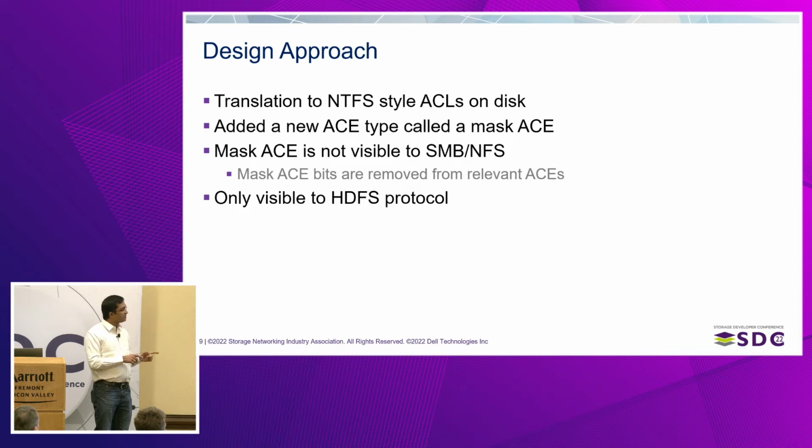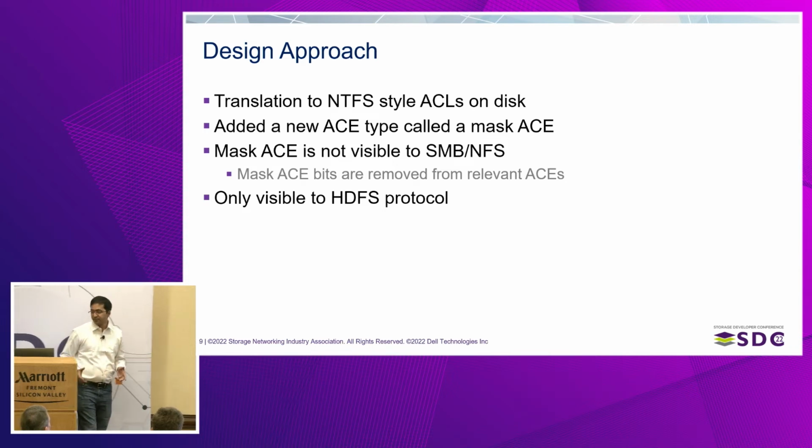The other point to note here is that we changed the way the system calls work, such that if SMB were to read the ACL, we would do some tricks, I would say, to make sure that the mask ACE is not visible to SMB. And we can do it in a consistent way, which doesn't make the whole thing unpredictable. I'll talk about that a little later. So the gist of this is that the HDFS ACLs are only visible to HDFS, including the mask ACE.